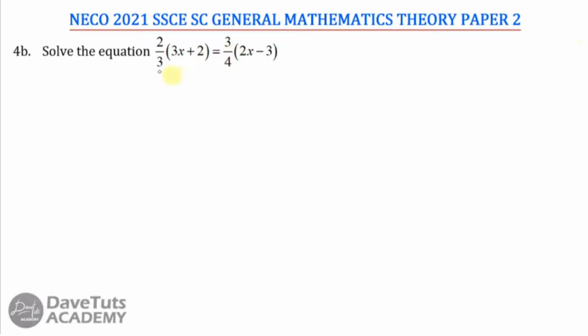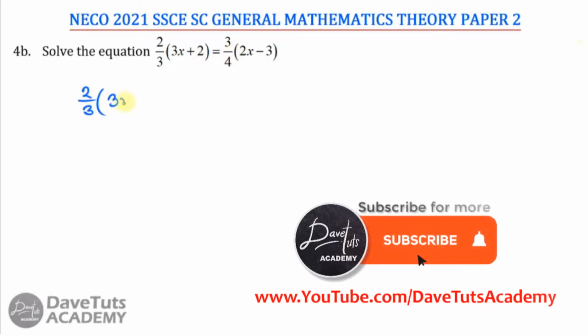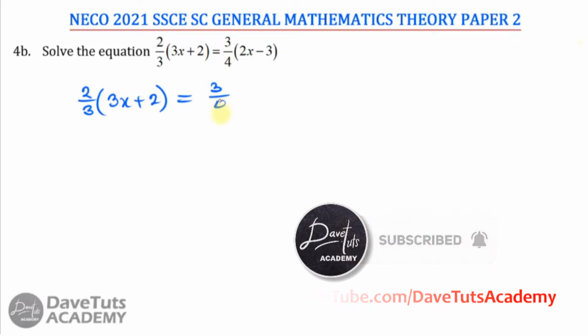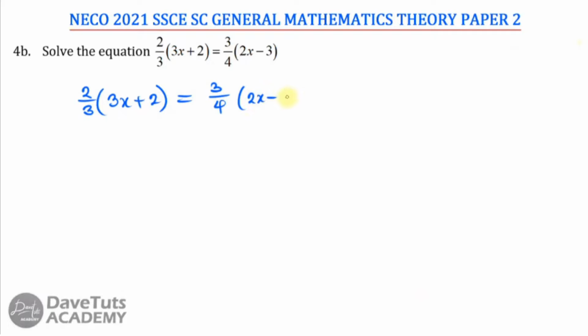Here in this case, we have to solve this particular equation: 2 over 3 multiplied by 3x plus 2 is equal to 3 over 4 multiplied by 2x minus 3. And as a rule of thumb, what I will solicit that students should do: look at 3, look at 4. These are denominators. You can choose to cross multiply, or you can choose to multiply both sides by the product of these denominators 3 and 4. Whichever one is suitable for you.